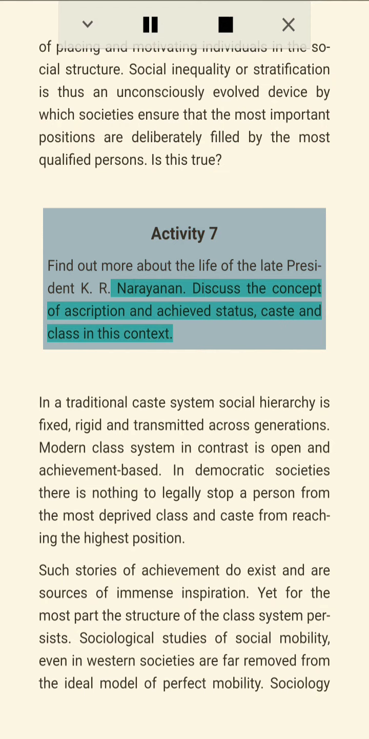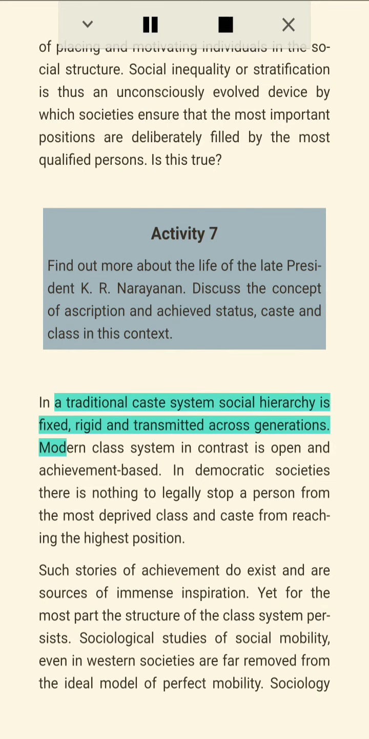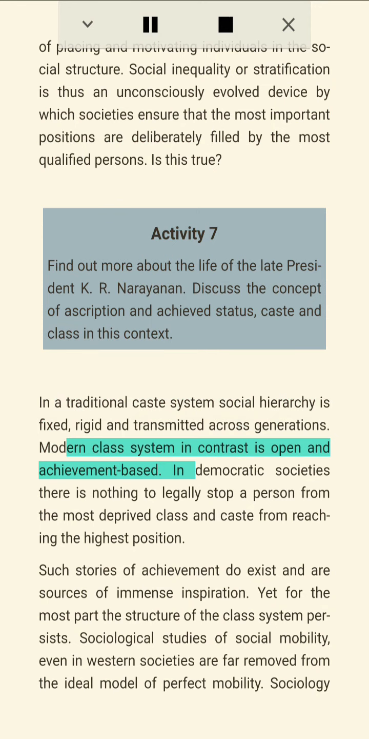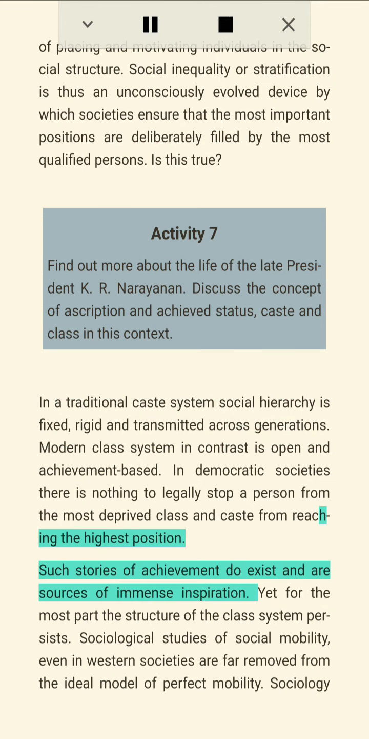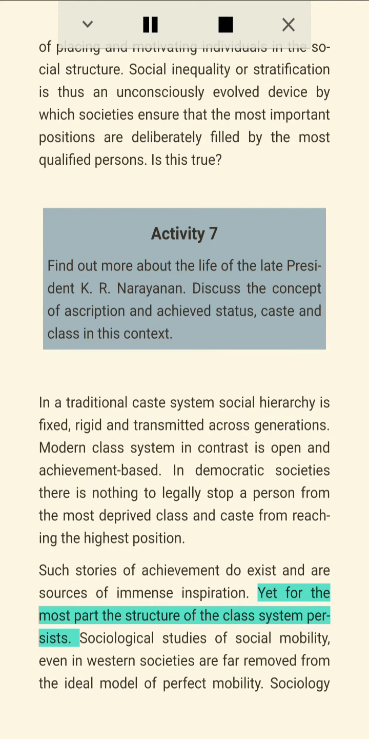Activity 7. Find out more about the life of the late President K. R. Narayanan. Discuss the concept of ascription and achieved status, caste, and class in this context. In a traditional caste system, social hierarchy is fixed, rigid, and transmitted across generations. Modern class system, in contrast, is open and achievement-based. In democratic societies, there is nothing to legally stop a person from the most deprived class and caste from reaching the highest position. Such stories of achievement do exist and are sources of immense inspiration.